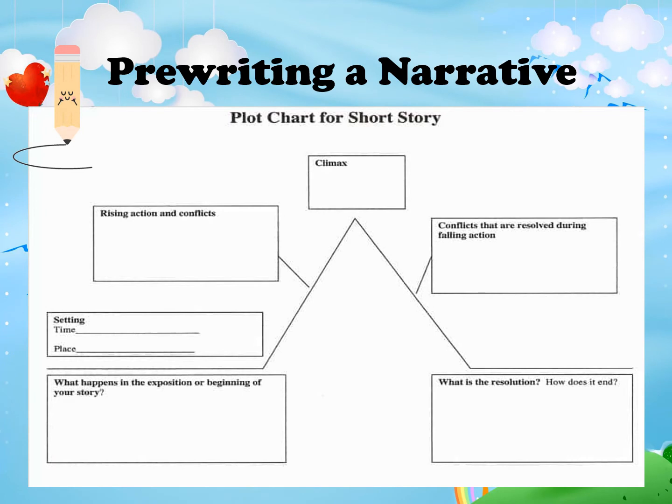We have also discussed the plot diagram or the plot chart for a short story. So before the actual writing process, we should be able to organize the events and details of our story in a five-part plot chart. First, we have the exposition or beginning of the story, wherein we introduce the character and the setting. Second, we have the rising action and conflicts or the problems in the story that would lead to character development.